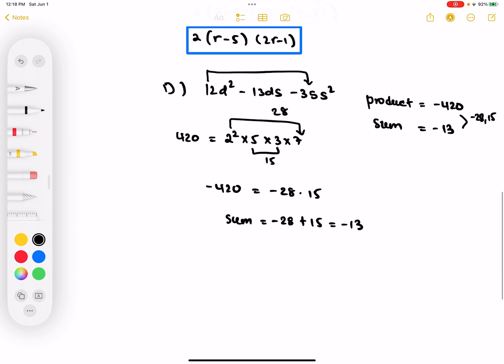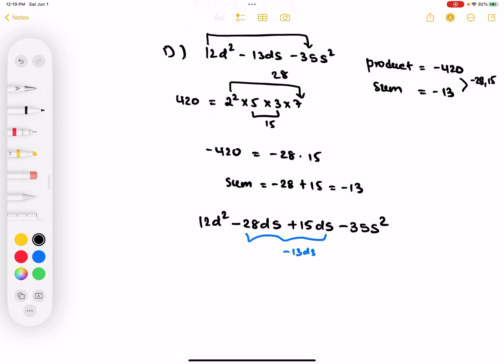Now the procedure is the same. Let me write this one as 12d squared minus 13ds, meaning minus 28ds and plus 15ds. Remember the last term, minus 35s squared, right? This is equivalent because it satisfies the product of negative 420 and the sum of negative 13, which is minus 28 and 15.